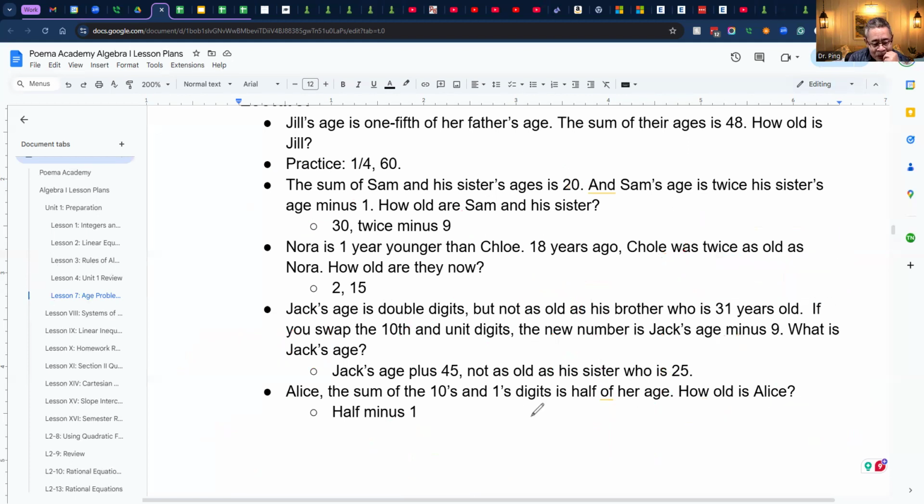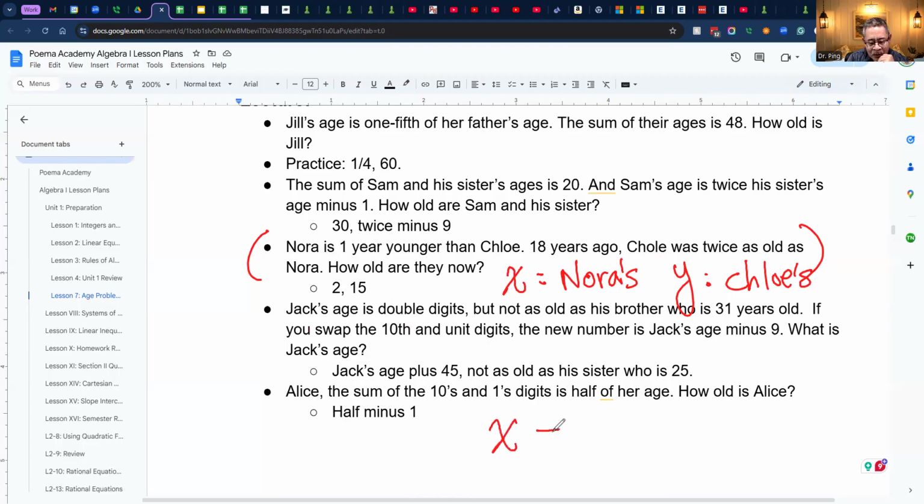Okay, and now we're going to look at another type of problem. Here, Nora is a year younger than Chloe. 18 years ago, Chloe was twice as old as Nora. How old are they now? Well, same thing, we're going to set variables. So x will be Nora's age, and y is Chloe's. And we know Nora, x, is a year younger than Chloe, so x is y minus 1.